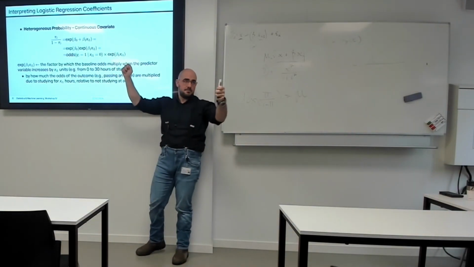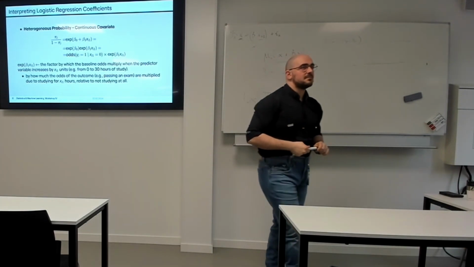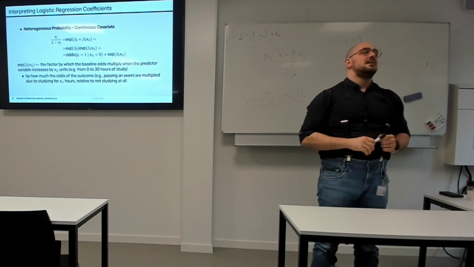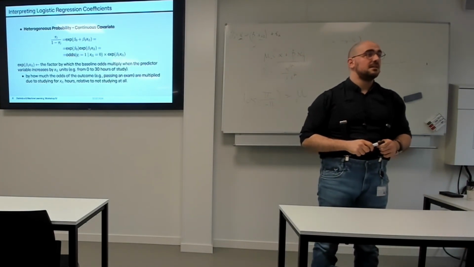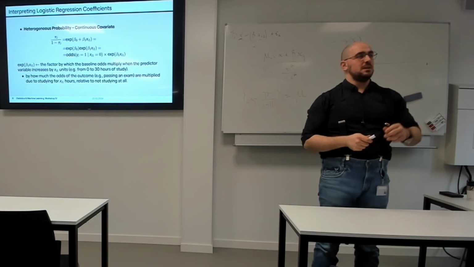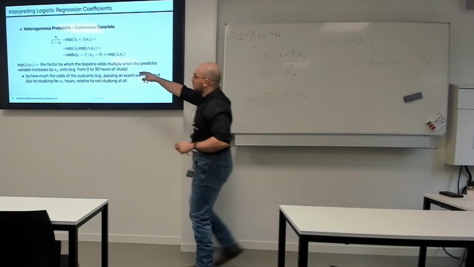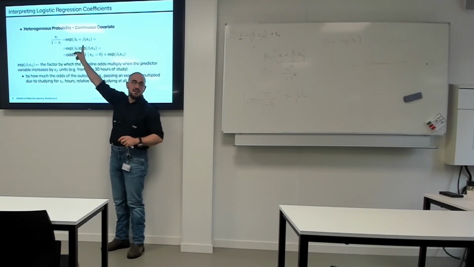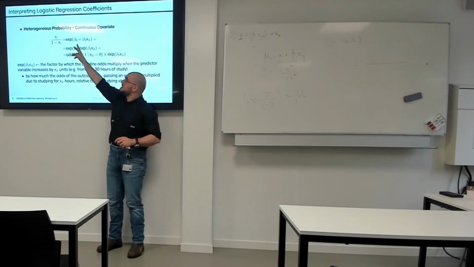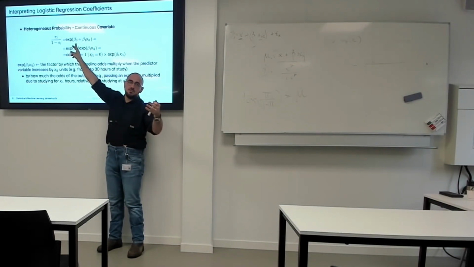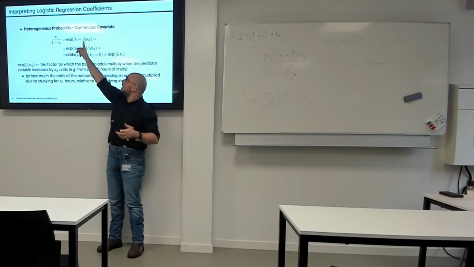So the baseline odds are the odds when what is set to 0? What do you think? What is there in this model? What could possibly be set to 0 here? So we have three things here, right? Beta 0 is the intercept. So beta 1 is what? It's the gradient. The gradient, yes.